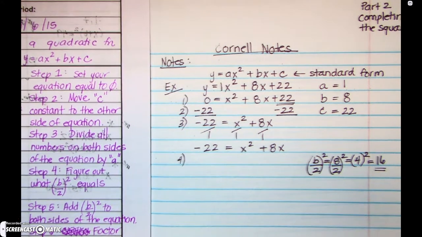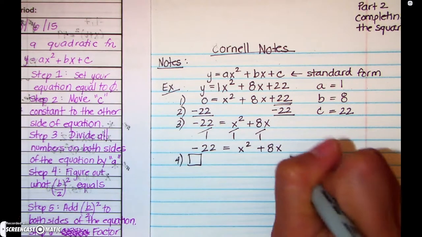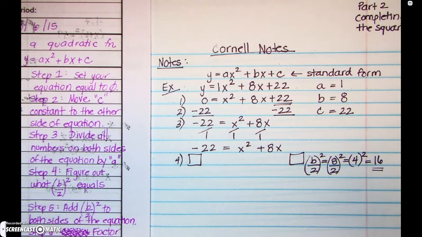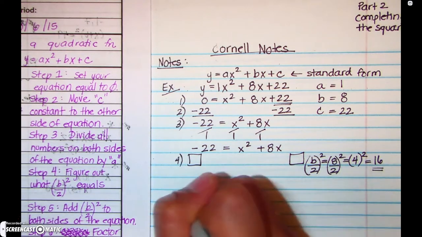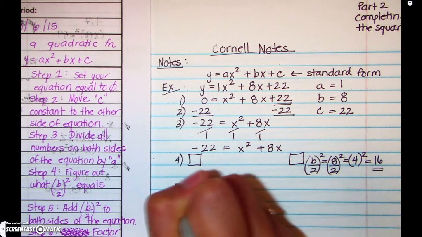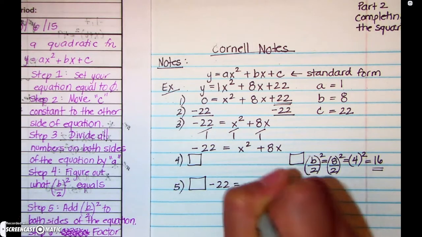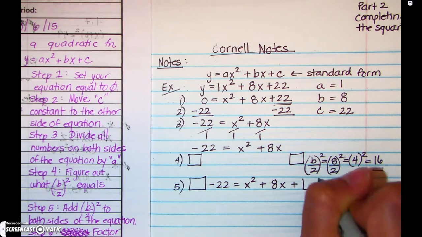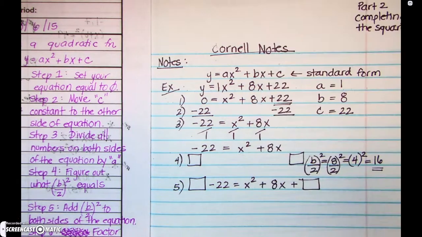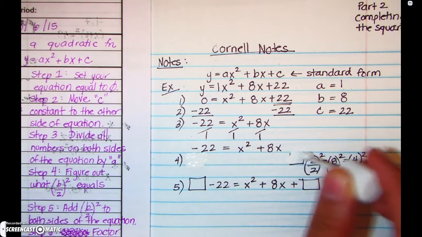Remember that I asked you yesterday to add a box to both sides of the equation so that we don't forget what we need to add. I didn't really like that, so I'm going to skip a line. Okay, I'm going to go to step 5. I'm going to add the box. Negative 22 equals x squared plus 8x plus, and then whatever this box is. I'm going to wipe out those boxes as I don't like it. Sorry. Hopefully you're writing in pencil.